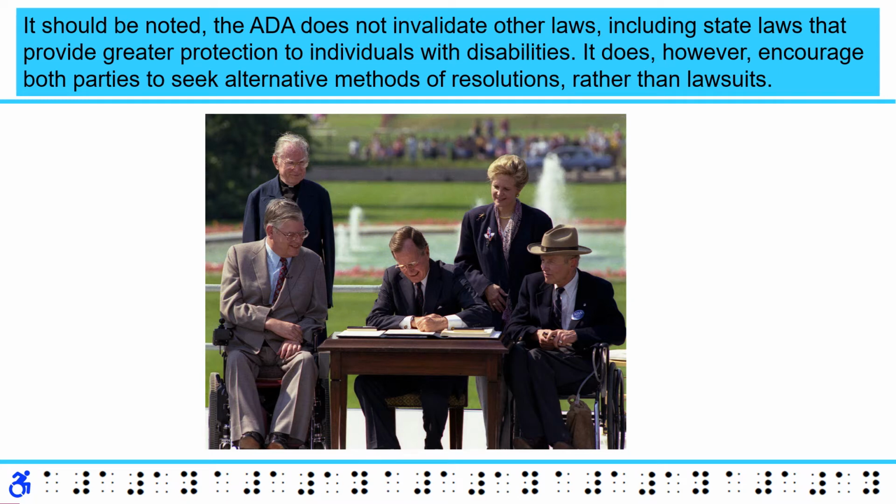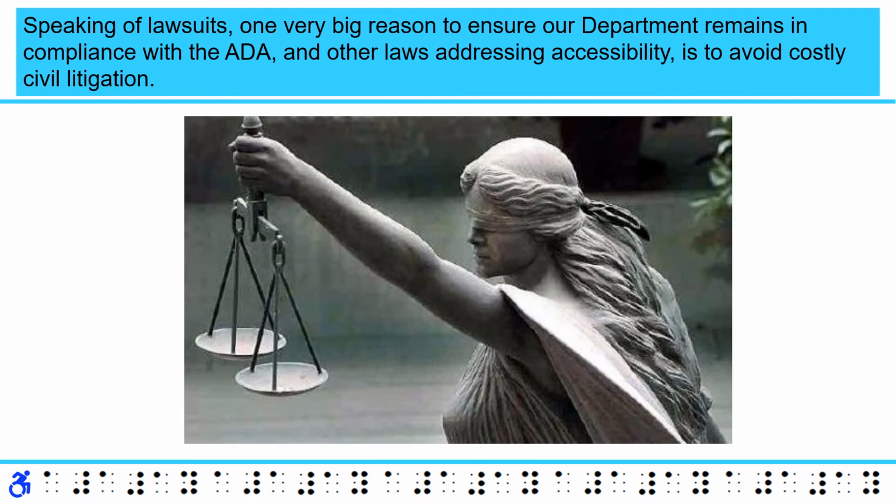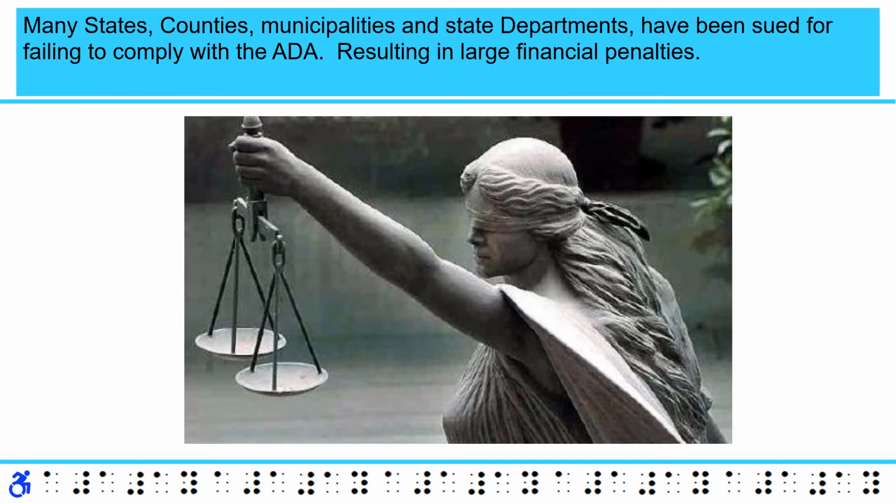It should be noted, the ADA does not invalidate other laws, including state laws that provide greater protection to individuals with disabilities. It does, however, encourage both parties to seek alternative methods of resolution, rather than lawsuits. Speaking of lawsuits, one very big reason to ensure our department remains in compliance with the ADA, and other laws addressing accessibility, is to avoid costly civil litigation. Many states, counties, municipalities and state departments have been sued for failing to comply with the ADA, resulting in large financial penalties.